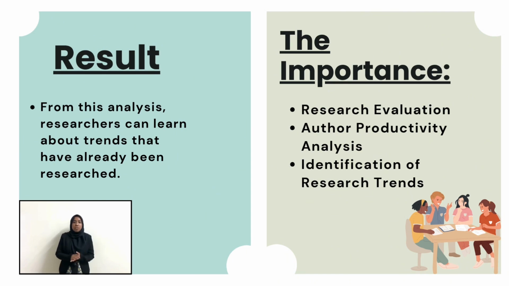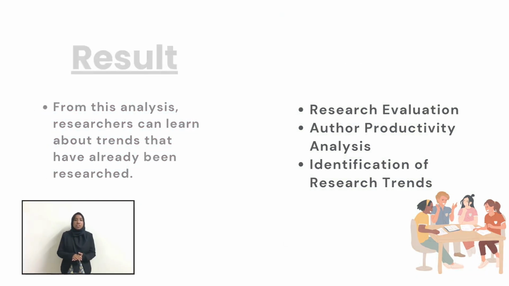But because of limited time, I will only explain two of them. The first one is research evaluation. This is related to things like the H-index, or how often a person's research has been used or cited by others. The second one is author productivity analysis. This is to measure the researcher's activity. For example, we can see how many times their work is cited by others, and this can help contribute to their career or job field.